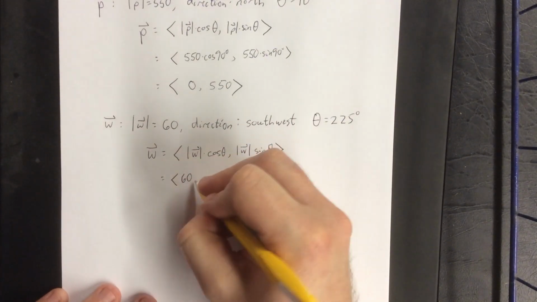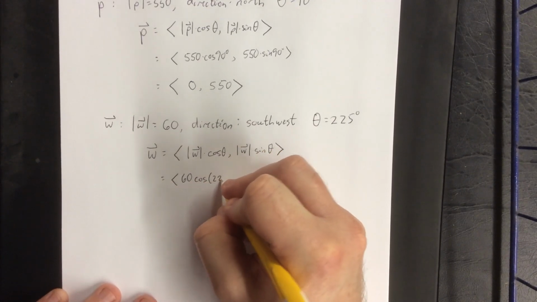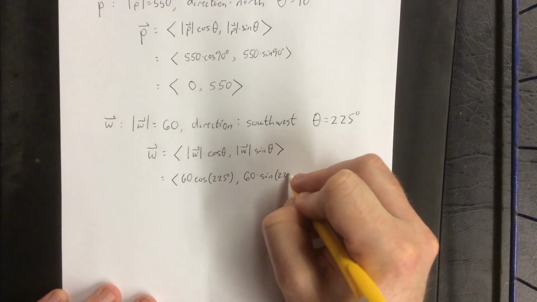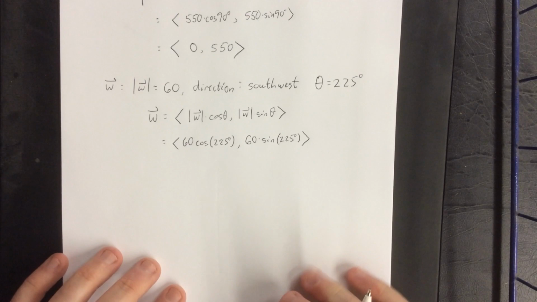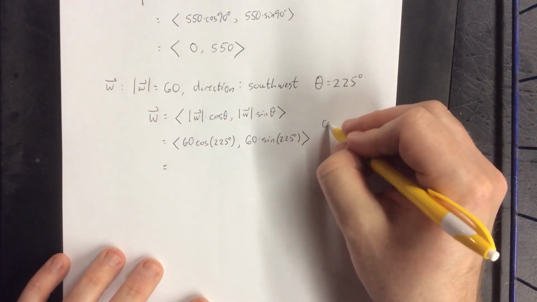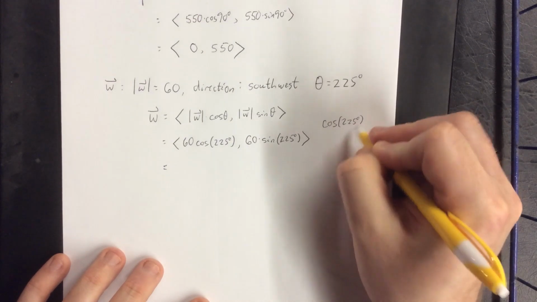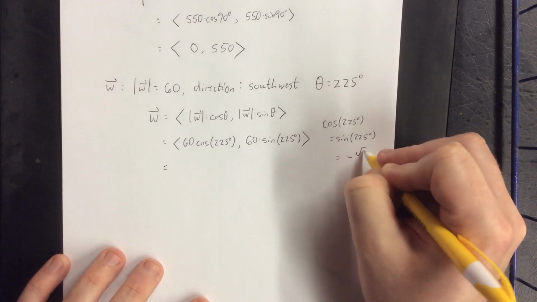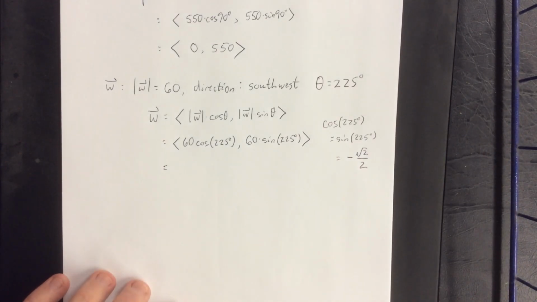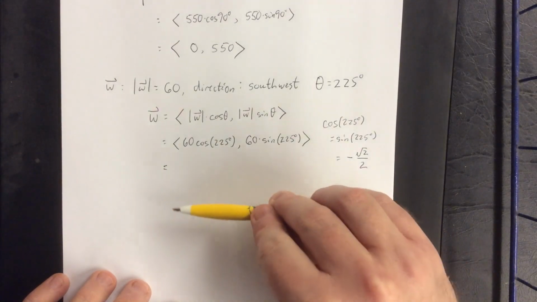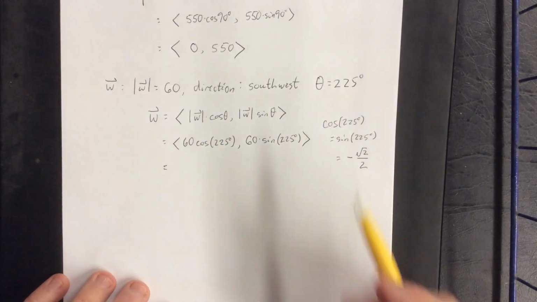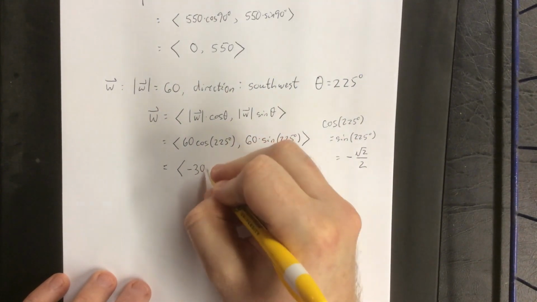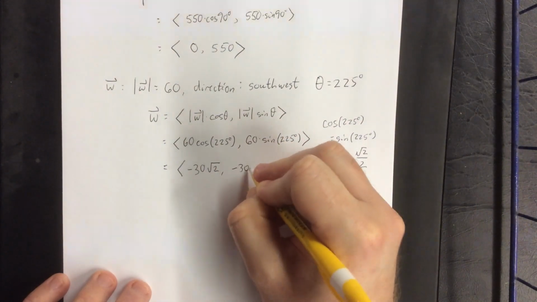So magnitude was 60. Then we have the cosine of 225, magnitude of 60 times the sine of 225. Now from the unit circle, cosine of 225 degrees is the same as the sine of 225 degrees, and both of those are equal to the negative square root of 2 over 2. The fact that they're both negative indicates that it's going to be moving to the left as well as down, which is what we would expect for a 225 degree angle. Multiplying by 60 and reducing the fraction is going to give us negative 30 square roots of 2 and negative 30 square roots of 2.